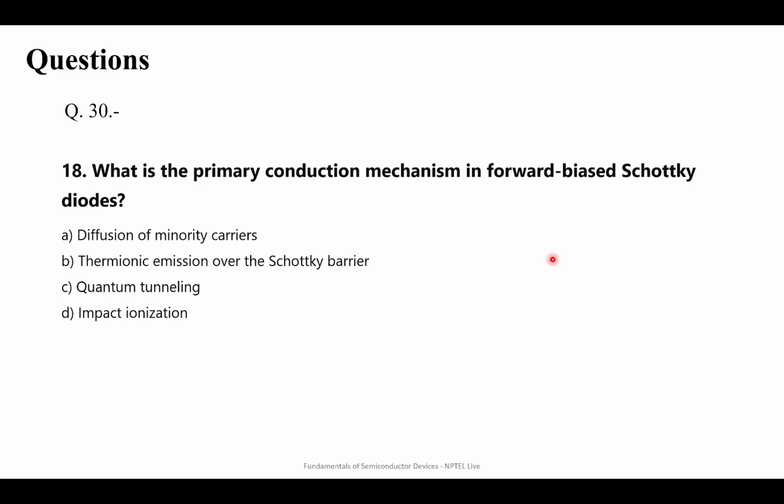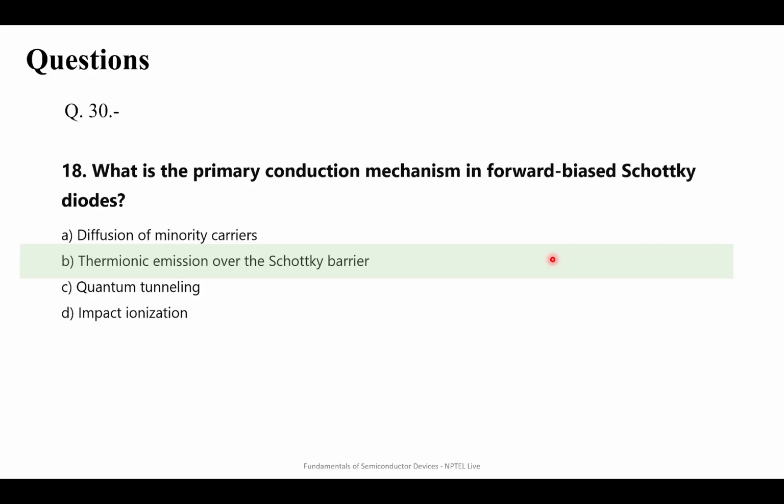What is the primary conduction mechanism in forward bias Schottky diodes? Diffusion of minority carriers, thermionic emission over the Schottky barrier, quantum tunneling, impact ionization. C. So the answer to this would be thermionic emission over the Schottky barrier.